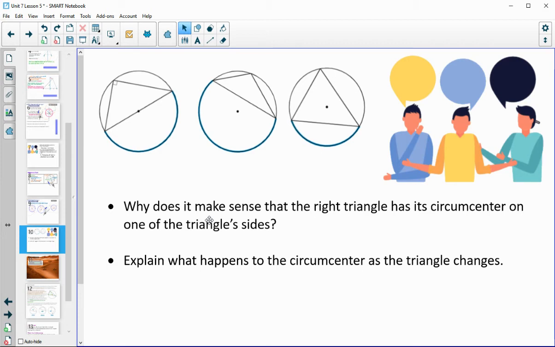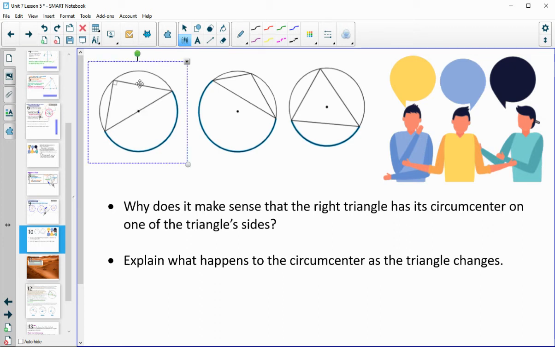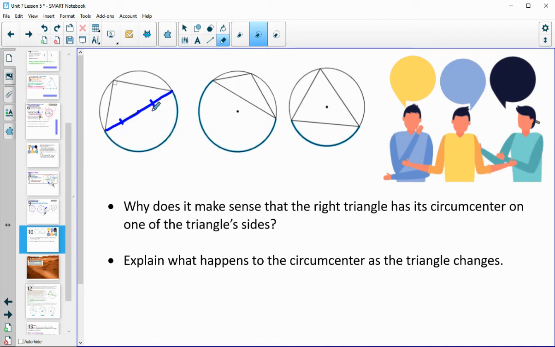So why does it make sense that the right triangle's circumcenter would land on one of the sides? If you look at this diagram up here, it's trying to help you think about that. From the circumcenter to each vertex is going to be a radius, so each of these is a radius of this circle. Which means that this segment right here is actually a diameter. So it splits it into a 180-degree arc, which makes sense, because then this angle here would be an inscribed angle from that 180-degree arc. So 180 divided by 2 gives you 90, which forces that hypotenuse to be a diameter.